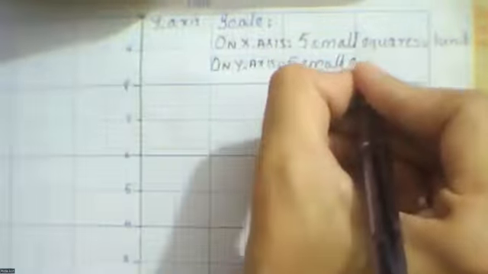In the same way, we have taken on the y-axis again 5 small squares equal to again 1 unit, right? So in this way, we can take our scale.